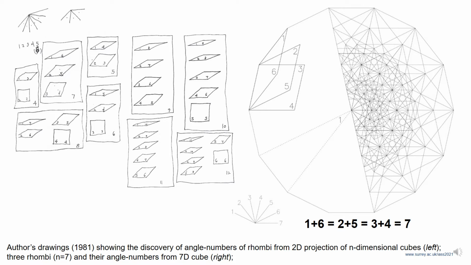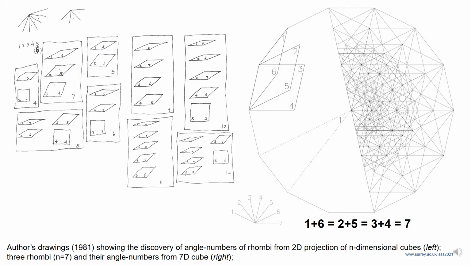It is centrally symmetric. The outer boundary is a regular 14-sided polygon, in general a 2n-sided polygon for an n-dimensional cube. The angle at its center is 360 degrees divided by 14 and is represented by the number 1. This is the angle number. All other angles are multiples of this number.